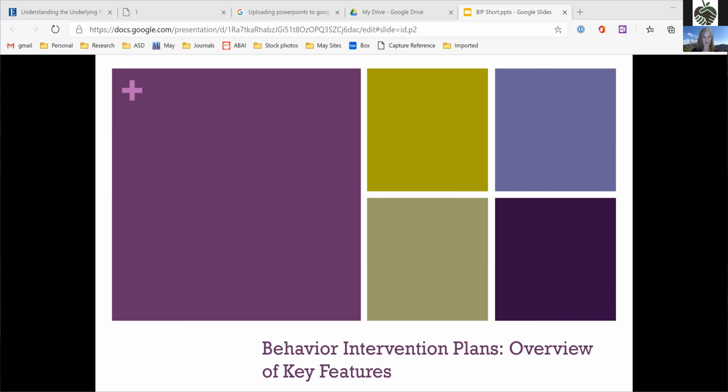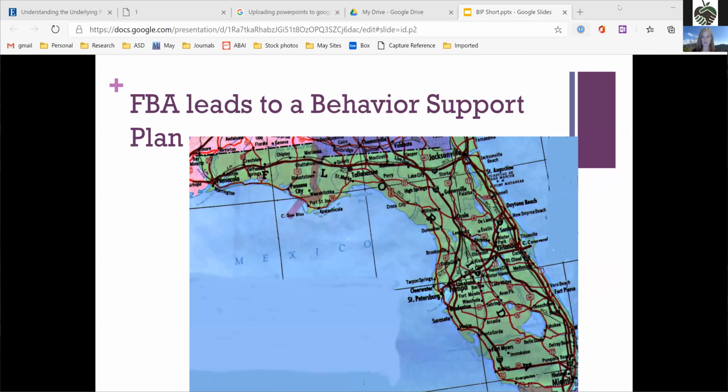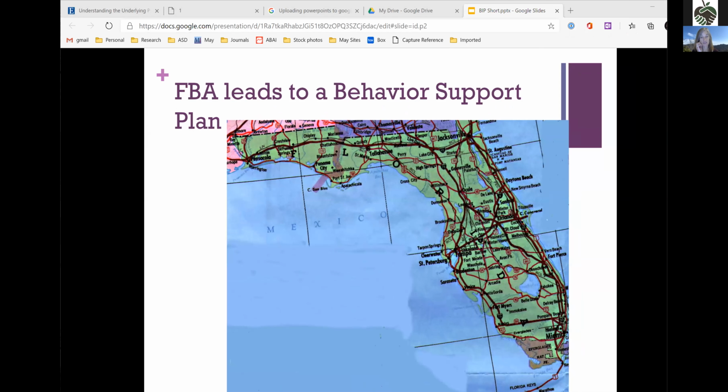So one of the things that I like to talk a little bit about first is why we do a behavior intervention plan in the first place, and the reason somebody should do a functional behavior assessment, why we do an FBA. The reason why we do a functional behavior assessment should be to develop a function-informed intervention. That is an intervention that's based on the results of the functional behavior assessment. Unfortunately, we know that all too often that link between the functional behavior assessment and the BIP gets missed.